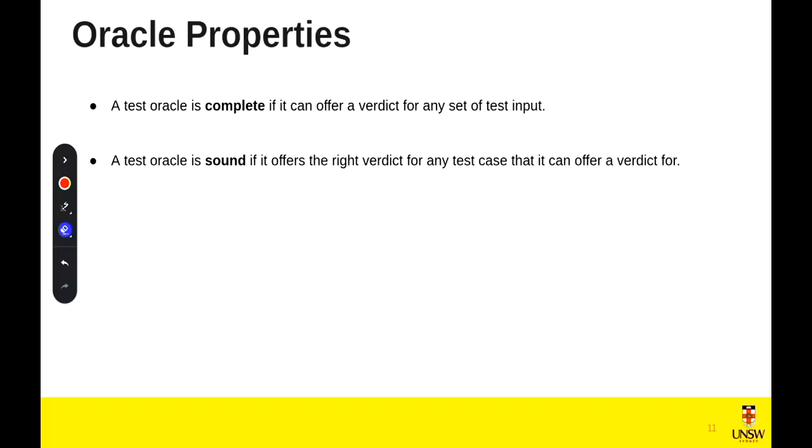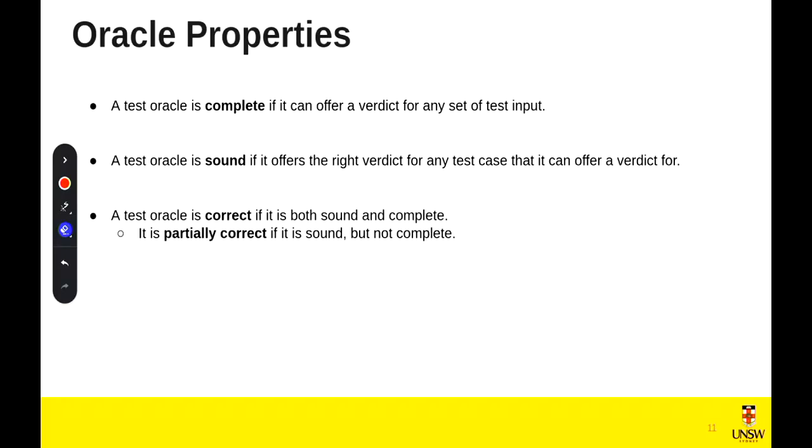And a test oracle is sound if it can offer the correct predicate for any test case. And a test oracle is correct if it is both sound and complete. But it is very hard to achieve correctness here. Normally we need to have partial correctness, which means that the test oracle is sound but not complete.